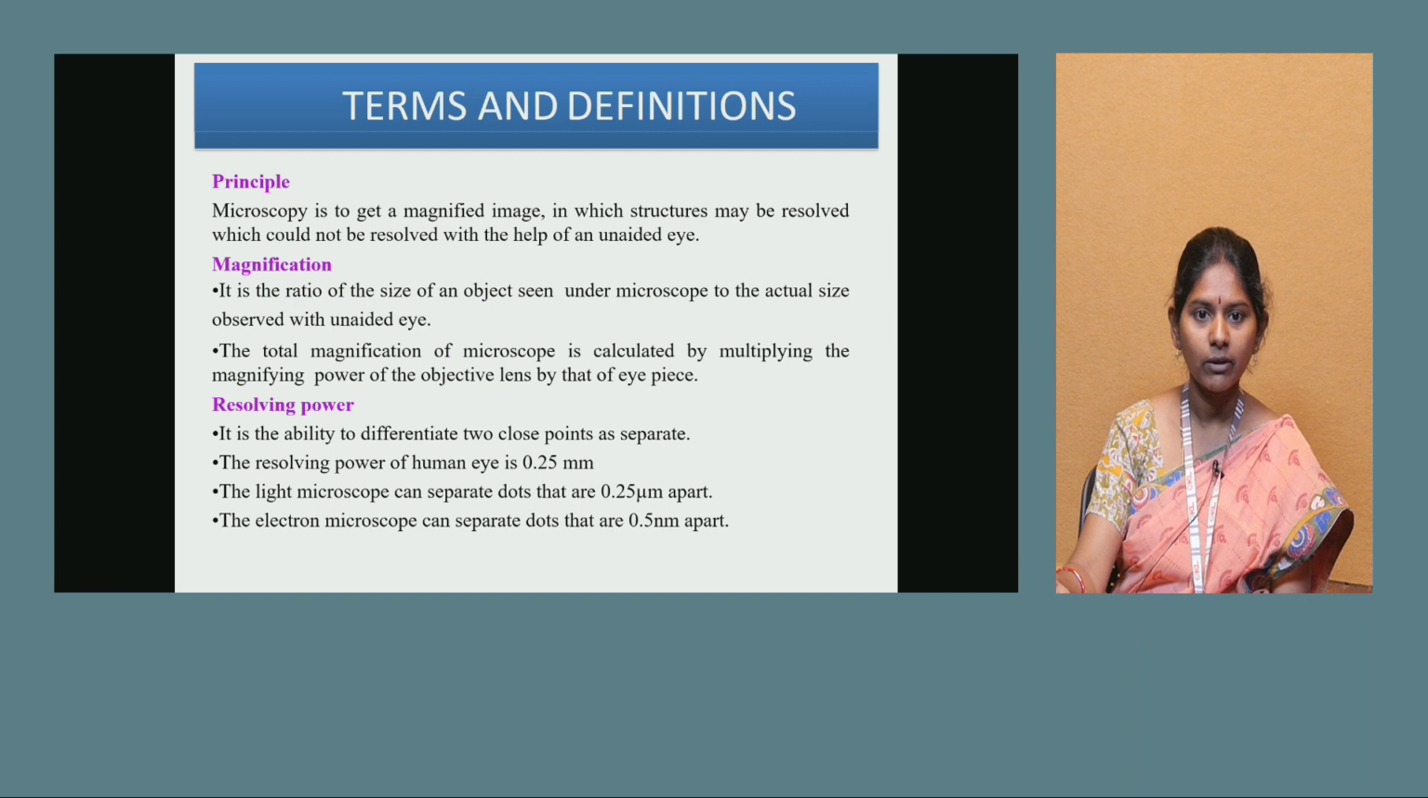The resolving power of the human eye is 0.25 mm. The light microscope can separate dots that are 2.5 micrometers apart. The electron microscope can separate dots that are 0.5 nanometers apart.